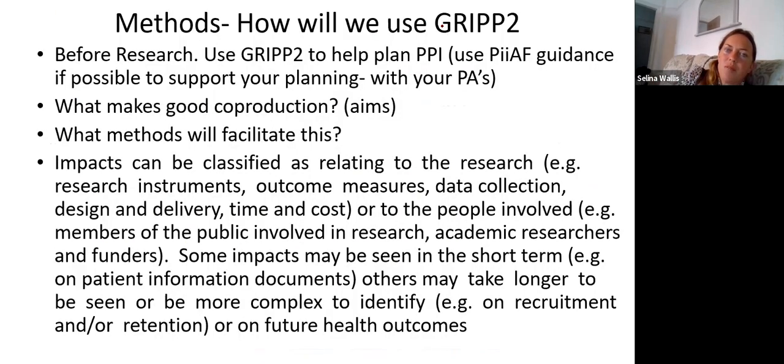So some of the tips that I would have about using GRIPP2 is, it's a reporting tool, it's a checklist. So it's something that you're going to do at the end of your work. You can use it as a way to help you plan what you're actually going to do, but it's not telling you anything about how to do your public involvement. It's just a way of reporting it at the end.